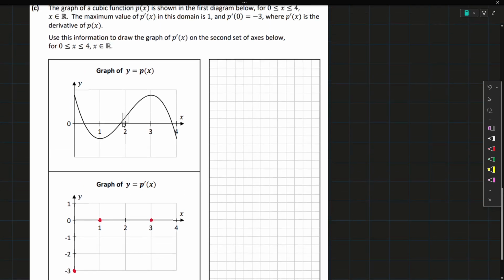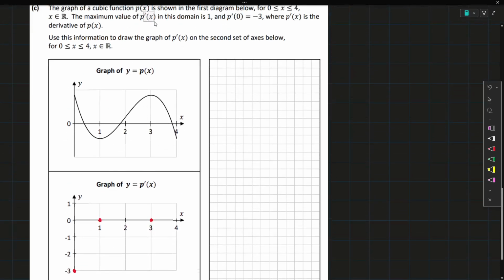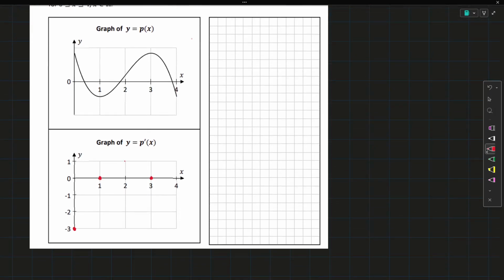We know that here is going to be the maximum slope, because this is directly in between the minimum and the maximum, so this is the area of the highest slope. If you think about it, here the slope is getting steeper, and then here it's getting more shallow, so it's directly in the middle where it's at its steepest, and we know the maximum value of p prime is 1. So that's the steepest slope is 1. So that means that this value here must be 1.